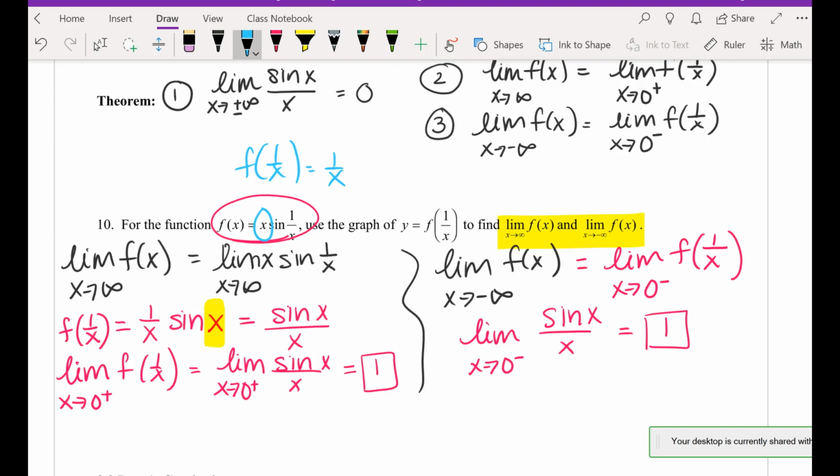You guys okay with those? Okay. All right. And then what happened is the sine of 1 divided by 1 over x like that.